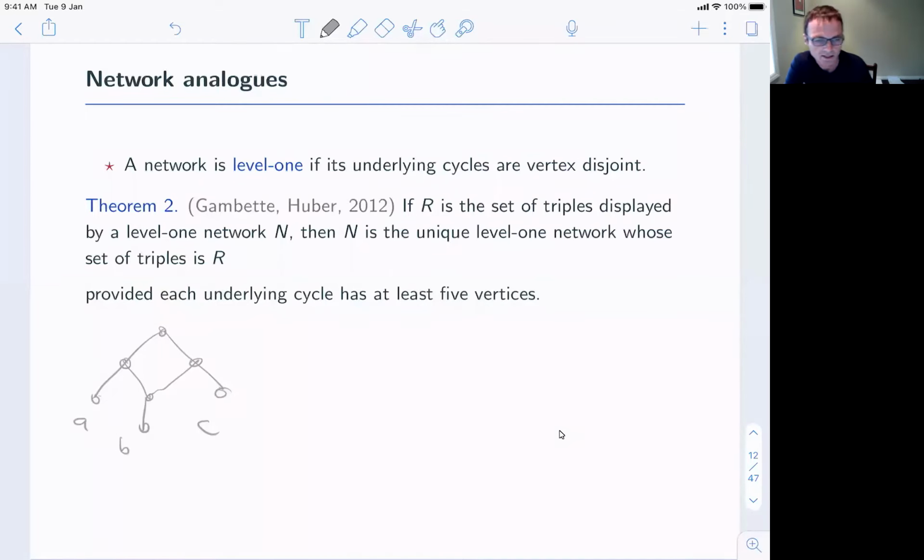So there's a level 1 network. It's got one underlying cycle. Have I got this right? Someone will tell me if I haven't. Oh, that's supposed to be C, isn't it?